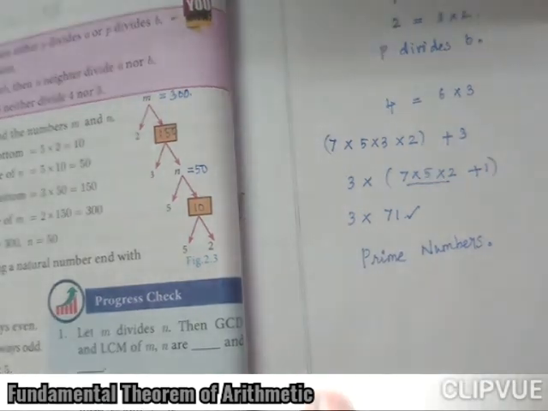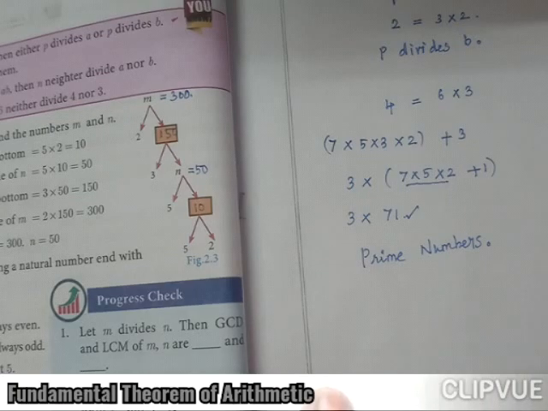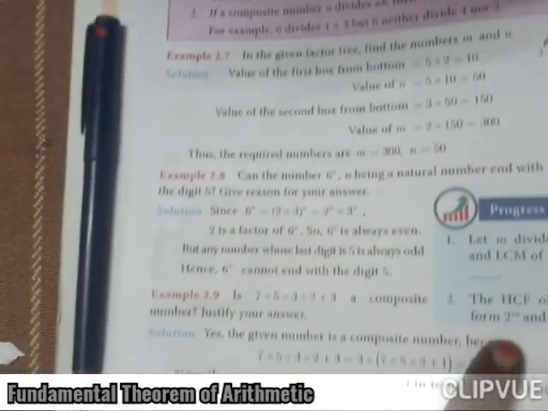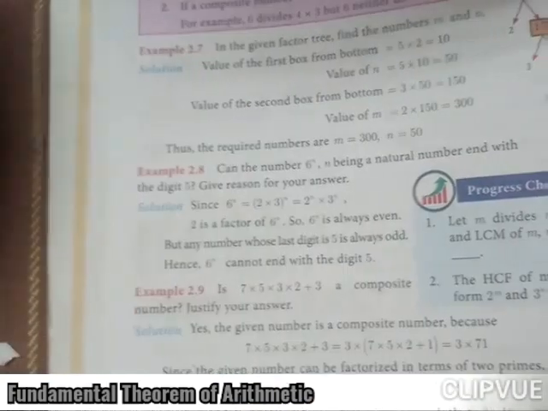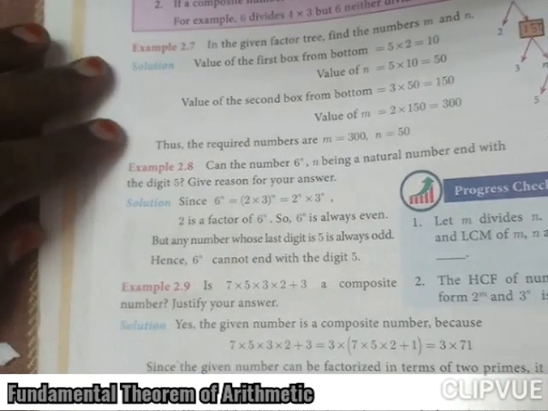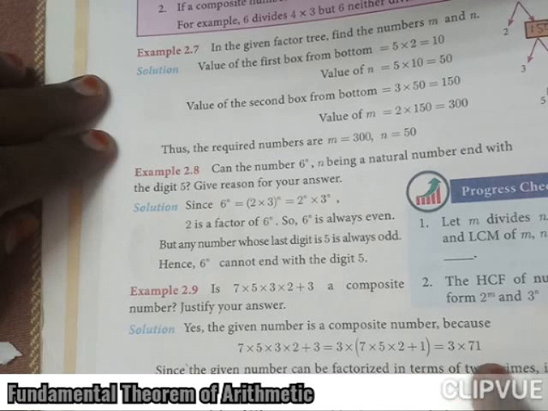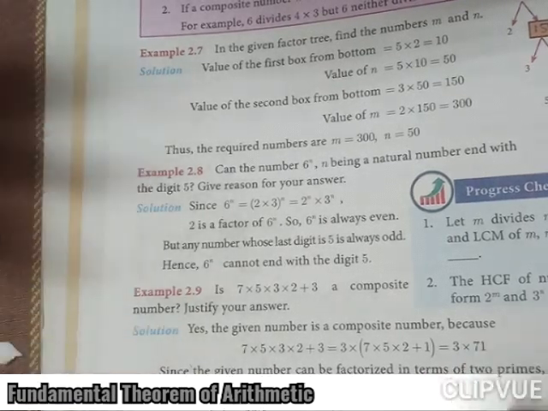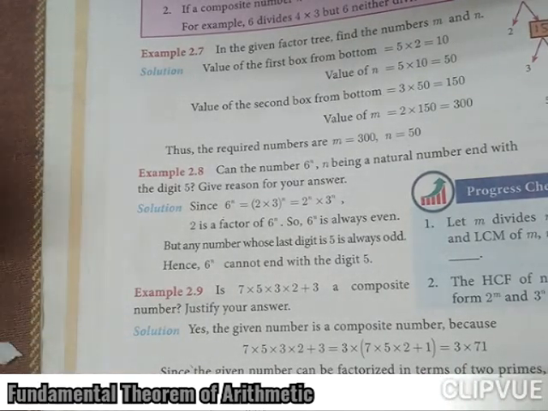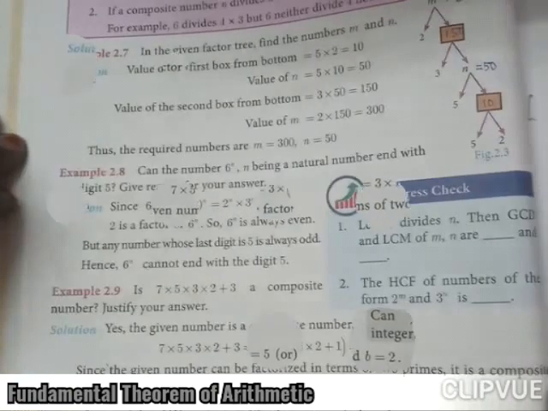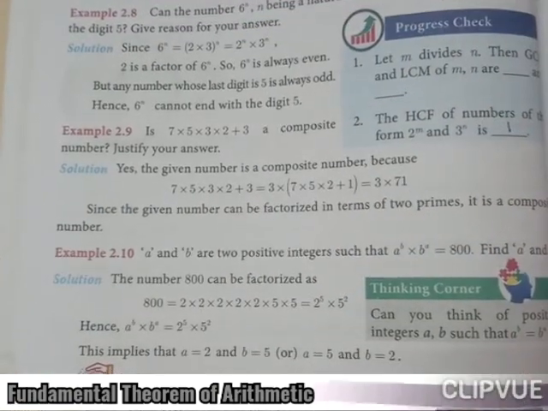3 and 71 are prime numbers. So according to the fundamental theorem of arithmetic, the product of any prime numbers is always a composite. Example number 2.10.